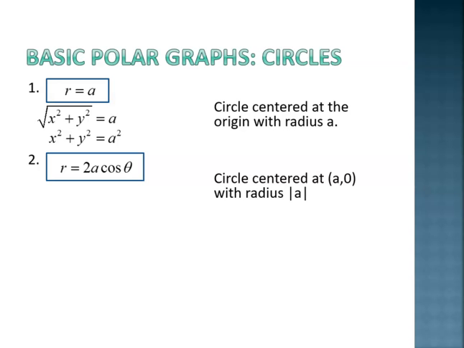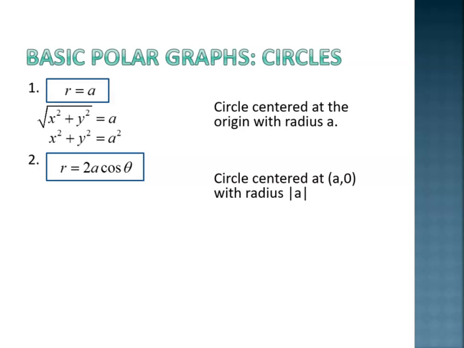Okay, so the only thing to really note is you will see, for example, r equals 2a cosine theta. It's kind of natural to just say, oh, the number in front is going to be what the radius is, but note that it's 2 times a, not just the number in front. That gives you the radius.